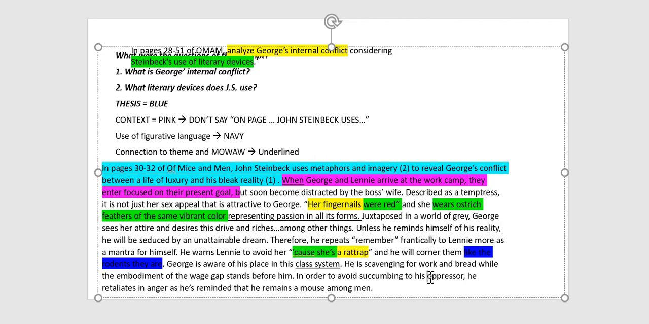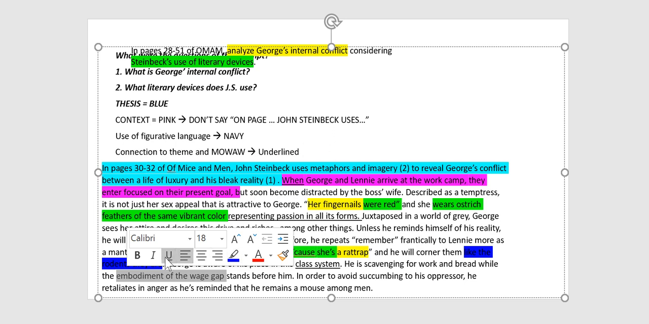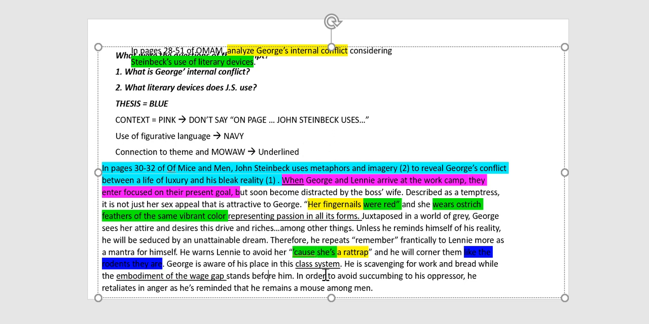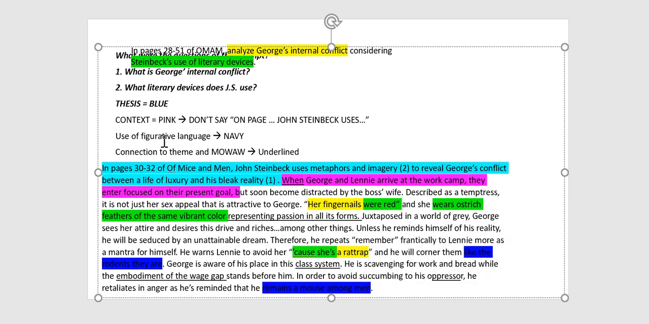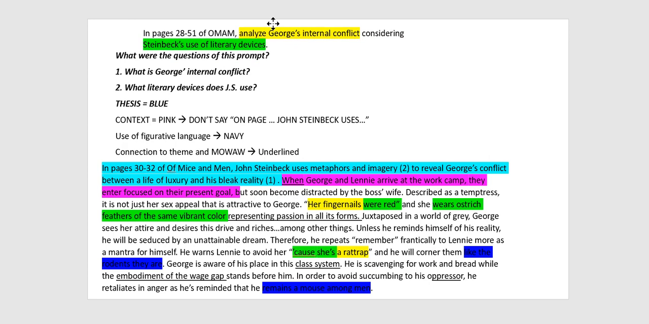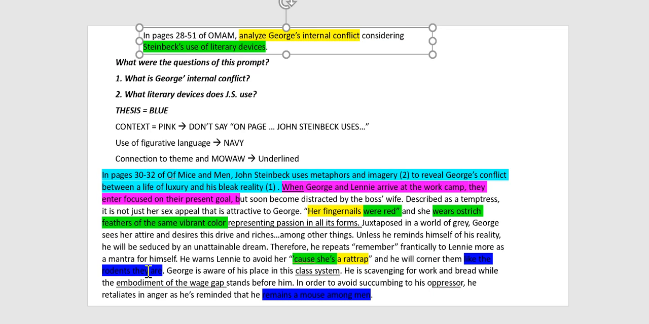He's scavenging for work and bread while the embodiment of the wage gap, so the difference in the money that people make, stands before him in order to avoid succumbing to his oppressor. He retaliates in anger as he's reminded that he remains a mouse among men. Comparing him to a mouse, my own metaphor here, I'm using more figurative language. So I've got evidence, I've color-coded it here, so I know I have evidence for both pieces of my thesis. It answers both parts of the prompt. I've connected to the meaning of the work as a whole.